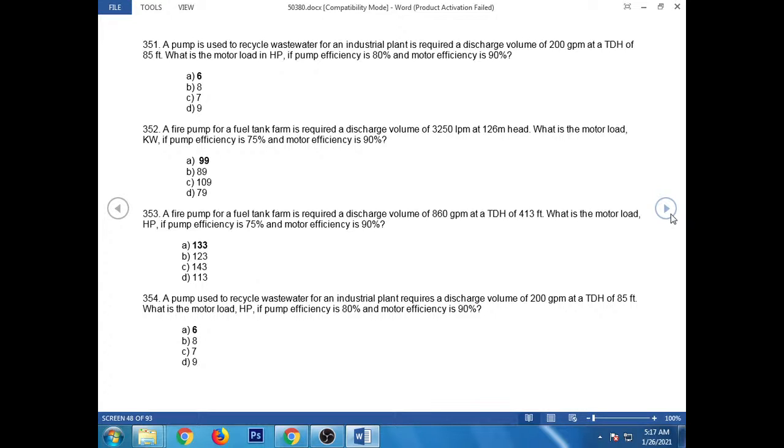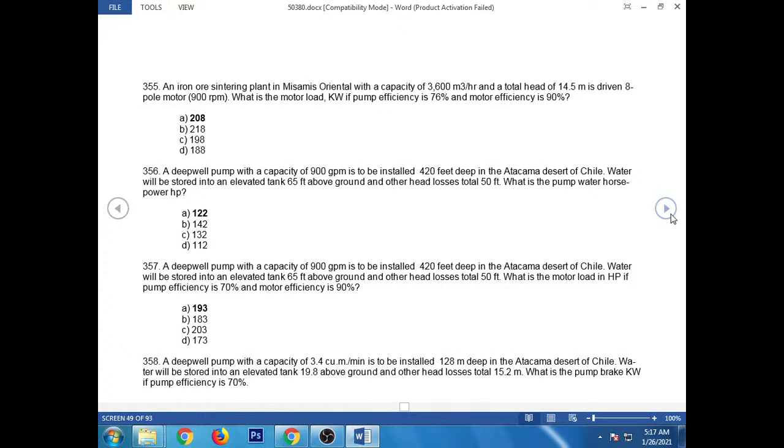Answer: 133. A pump used to recycle wastewater for an industrial plant requires a discharge volume of 200 GPM at a TDH of 85 feet. What is the motor load in HP if pump efficiency is 80% and motor efficiency is 90%? Answer: 6.